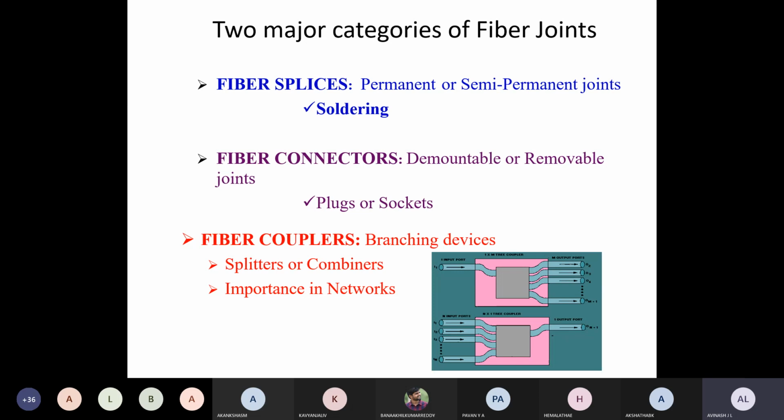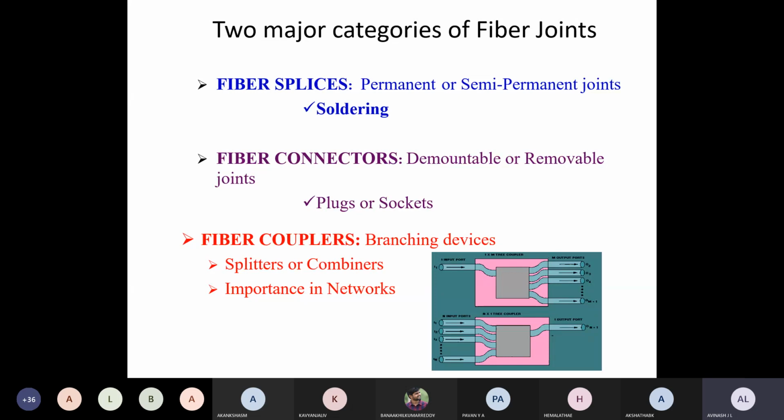Okay. So fiber connectors. When you are talking about fiber connectors, they are demountable or removable joints. For example, the demountable and removable joints we are using are plugs or sockets.